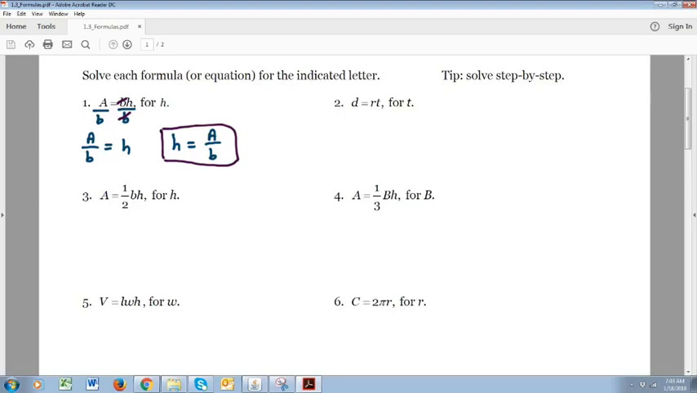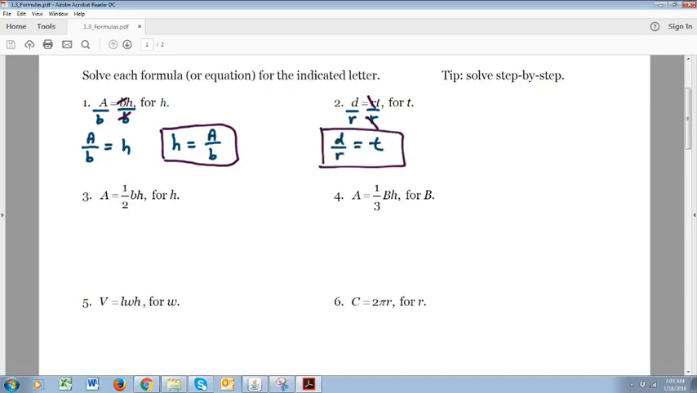On number 2, I need to get t by itself, so I need to get rid of that r. So it's just like number 1, we're going to divide both sides by r. By the way, as I'm doing these, I would encourage you to watch how I do perhaps the odd ones and then maybe try the even ones. So let's just go ahead and see what you got here. The r's cancel. You get t equals d over r.